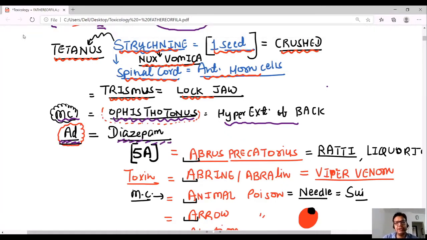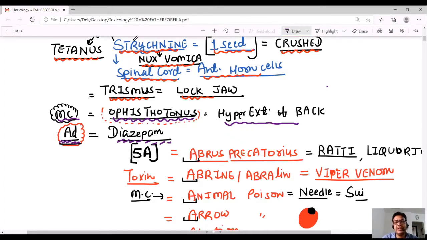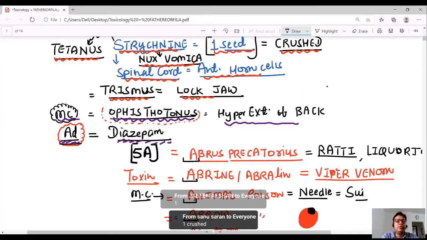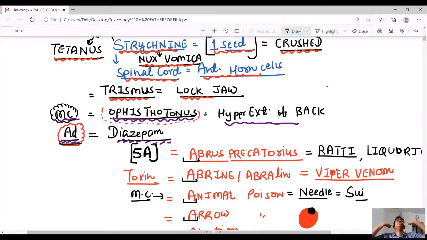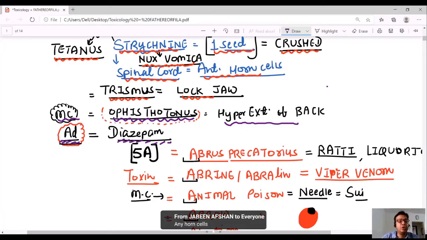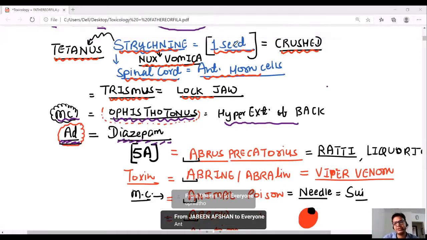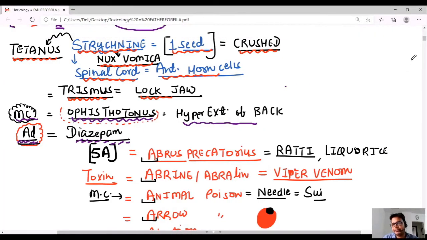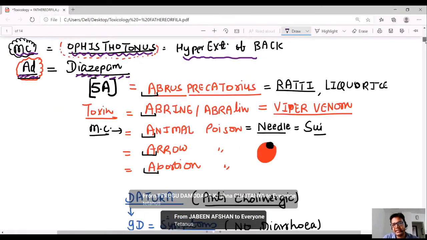Now write down 2 or 3 MCQs. What is the fatal dose of strychnine, my dear friend? How many seeds? 1 crushed seed. Where does it act? Spinal cord. Most common position for strychnine? Yes, it is opisthotonus. Opisthotonus is hyperextension of the back. And as I told you, sir, strychnine looks like which disease? It is looking like tetanus.